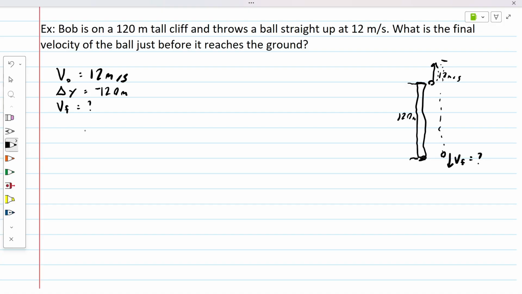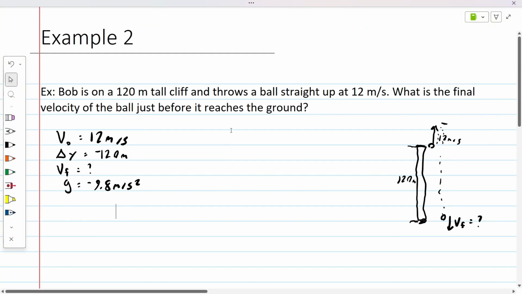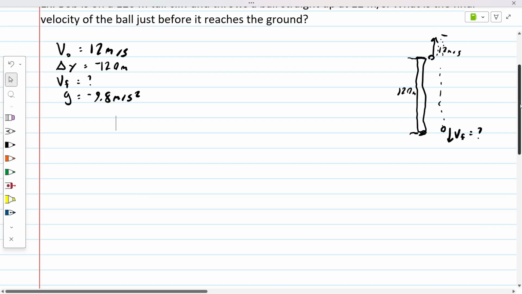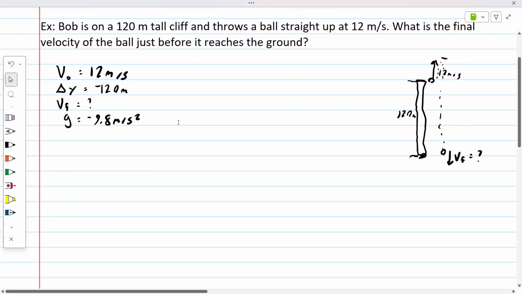Now there's one more piece of information that we're not told, but we do have, because we can assume we're on Earth here. So there will be an acceleration due to gravity in this y direction that's equal to a negative 9.8 meters per second squared. And gravity will always be negative because gravity is always going towards the Earth. Okay, so now I have to decide what equation we want to use here. And again, if we look at them, we're looking for this velocity final, but we don't have time. We're going to use that same equation we used in the last problem.